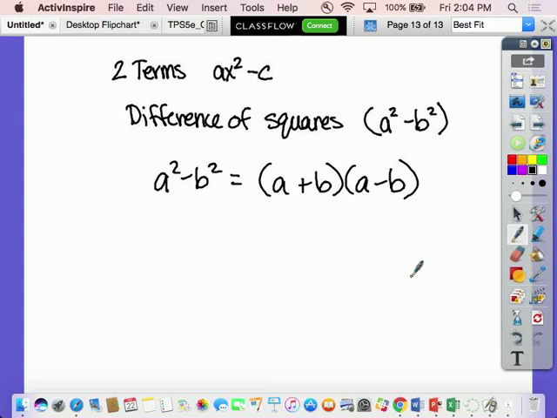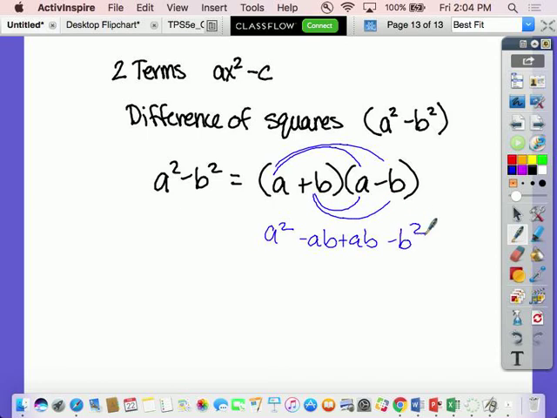You take the square root of the first one, the square root of the second one, use both of those in each of the factors, and then make one of them positive, one of them negative. And I want to show you why that works. If we FOIL this out, we get a squared minus ab plus ab minus b squared. And look what happens with the outer and the inner. Minus ab plus ab cancels out, and you have a squared minus b squared. That's how difference of squares works.